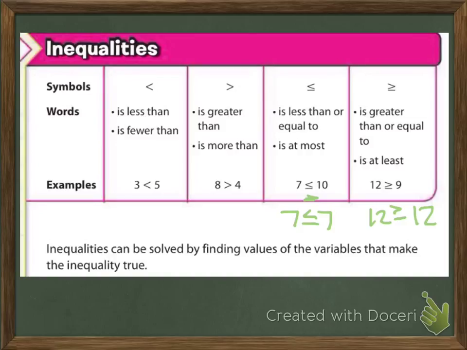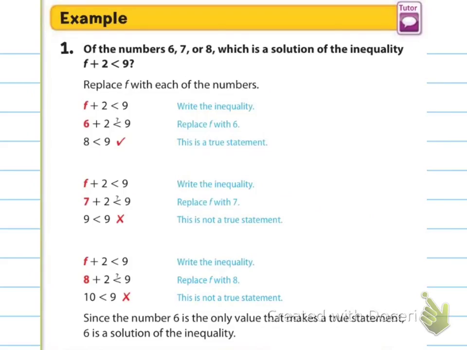Inequalities can be solved by finding values of the variables that make the inequality true. All right, so now we're going to use the same methods that we used when we did our one-step equations. We're going to do that with our one-step inequalities. This is how we started with our equations, they were like, let's try out these 3 numbers and see which one works. Remember we started that way? So we're going to do the same with this example 1, where they're giving us a couple different values for f, and we're going to figure out which one will work in this situation.